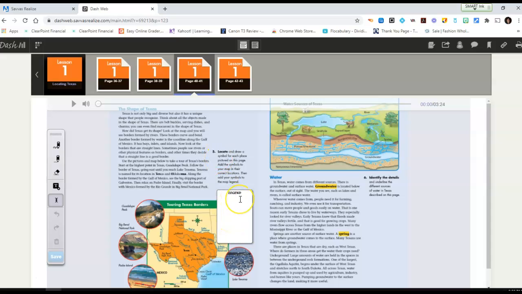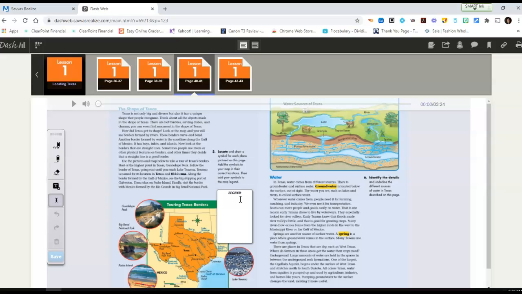Texas is not only big and diverse, but also it has a unique shape that people recognize. Think about all the objects made in the shape of Texas. There are belt buckles, serving dishes, and charms. You can even find macaroni in the shape of Texas. How did Texas get its shape? Look at the map and you will see borders formed by rivers. These borders curve and bend. Another border formed by water is the coastline along the Gulf of Mexico. It has bays, inlets, and islands.